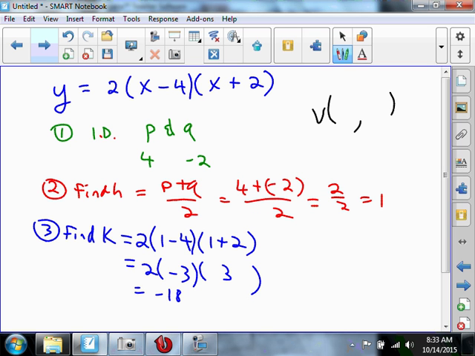Don't forget to write your vertex as an ordered pair. Wouldn't it be a shame to have done all that work and not write the numbers in the parentheses? So my vertex is 1, -18. We're going to be all right with that one. There's going to be at least one of those, maybe 2 on the quiz.